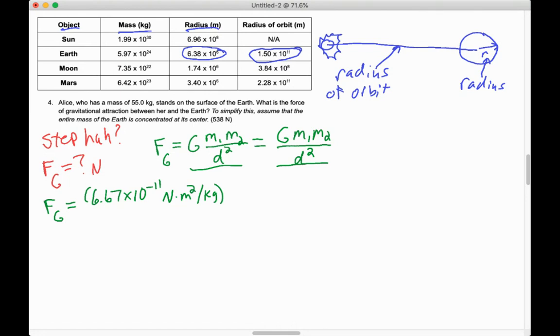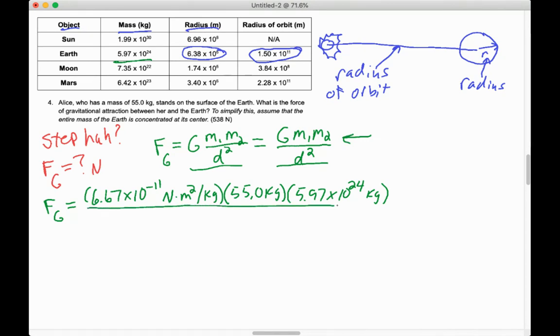So we have that times M1. Let's say Alice is M1, and we'll make the Earth M2. So 55.0 kilograms times M2, the mass of the Earth. That's going to be this number. The Earth is a big, massive thing. 5.97 times 10 to the 24th kilograms. So that's the top part of this expression. That's this part right here. And then all of this gets divided by the distance squared.